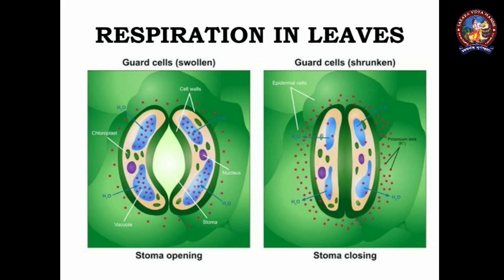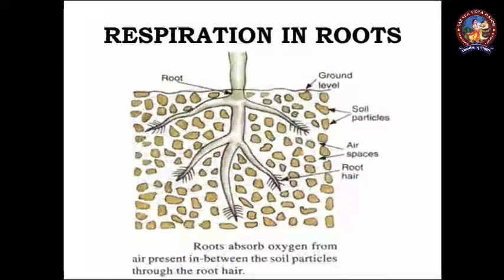Here you can see in the slide that the guard cells of the stomata are open during daytime so that they can perform photosynthesis. But they are closed during night. Why? Because there is no sunlight, and also to prevent the excess loss of water and gases.